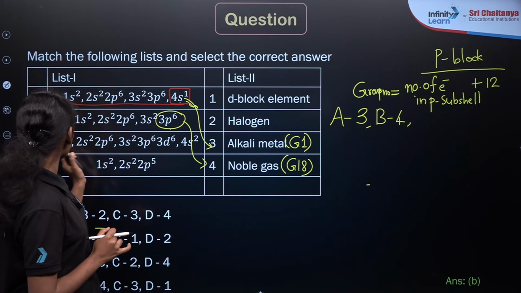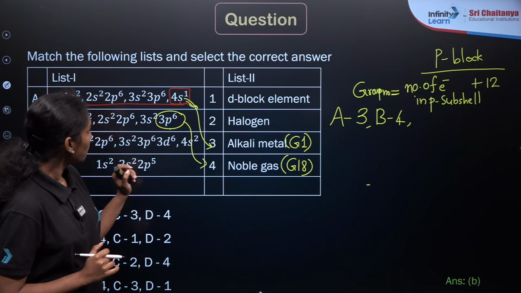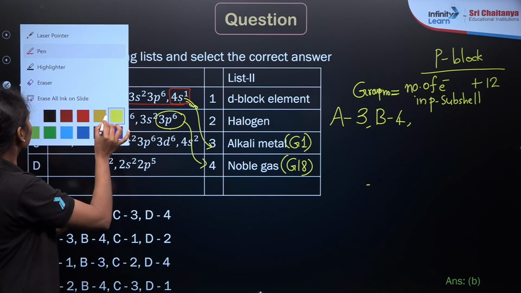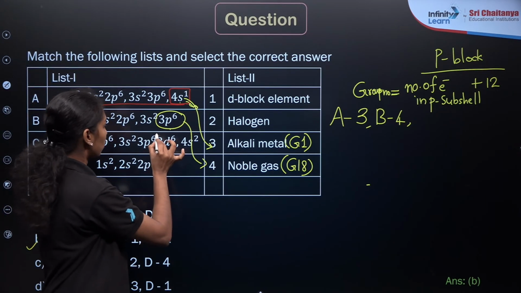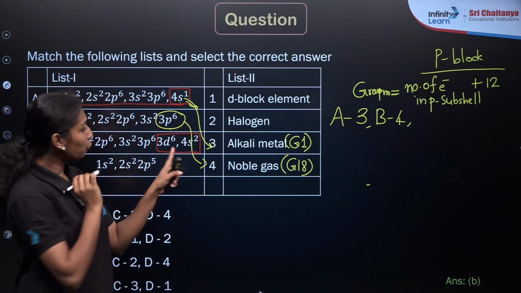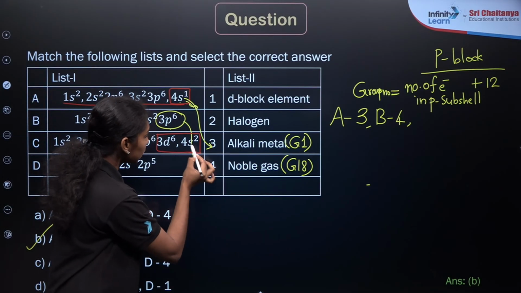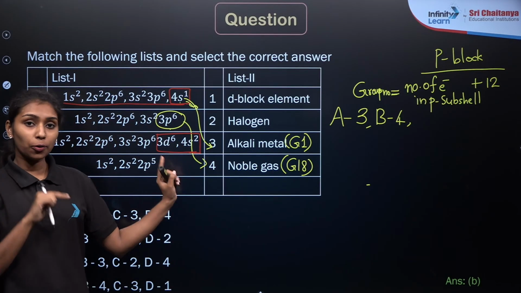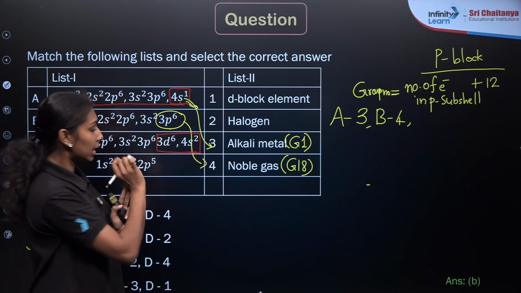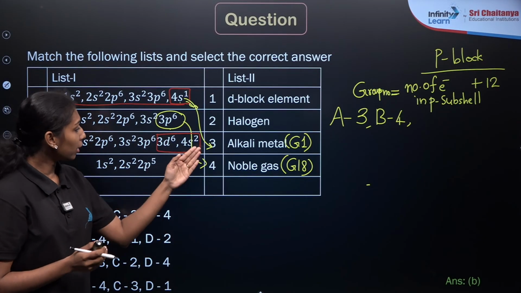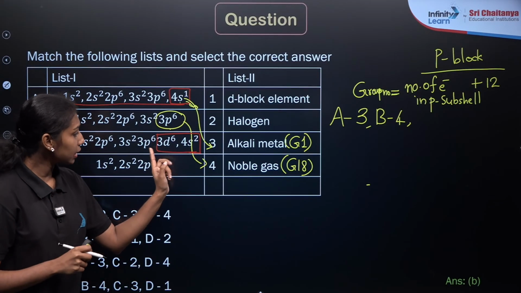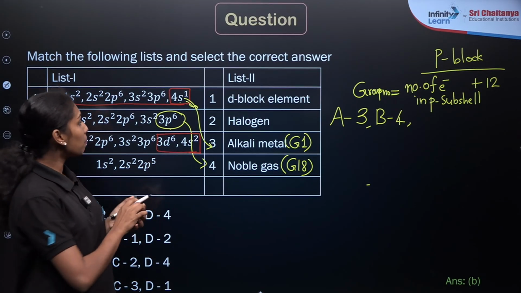Okay. What about the third element, C? Here you need to focus on the point that the last electron is entering the 4s orbital, but according to our principle, the last electron is entering into the 3d subshell. Before entering into the 4s, it will be moving to the 3d subshell, right? So here the last electron is entering into the d subshell, so it will be a d block element.